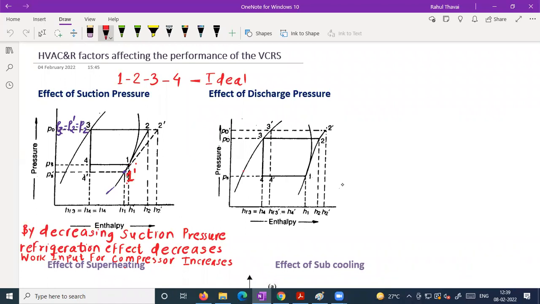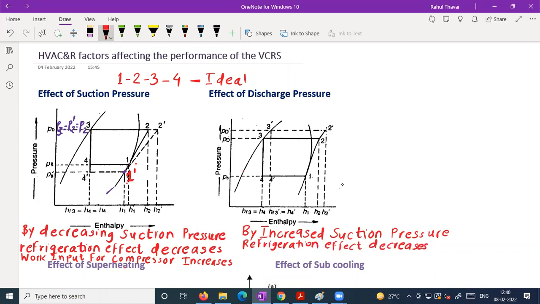Now if you observe, by increasing the suction pressure, what happens to the refrigeration effect? Understand, initially the refrigeration effect was H1 minus H4. Now it is H1 minus H4 dash. So the refrigeration effect decreases, because initially it was H1 minus H4, and now it is H1 minus H4 dash.